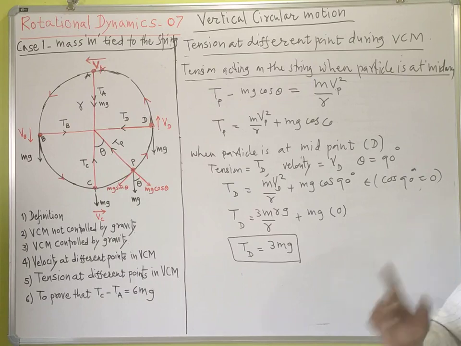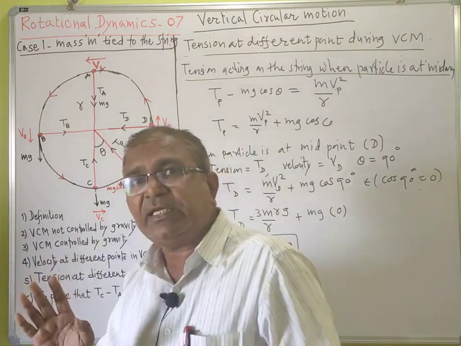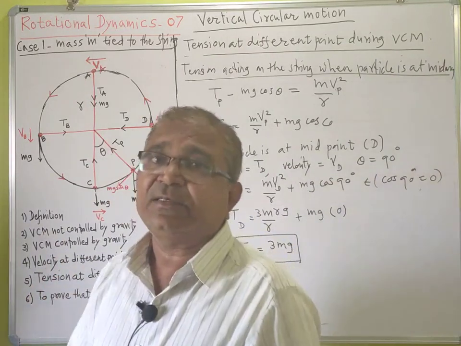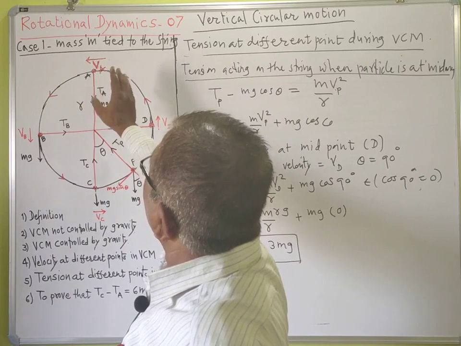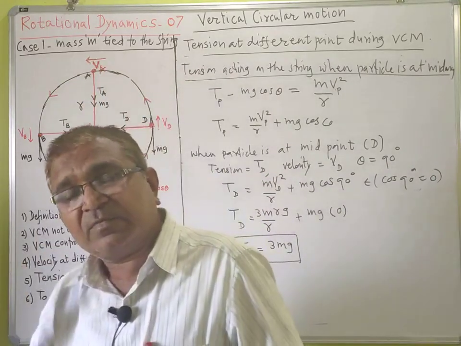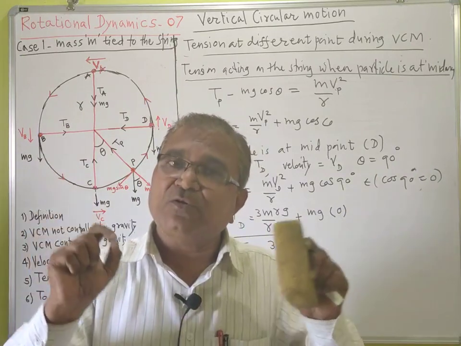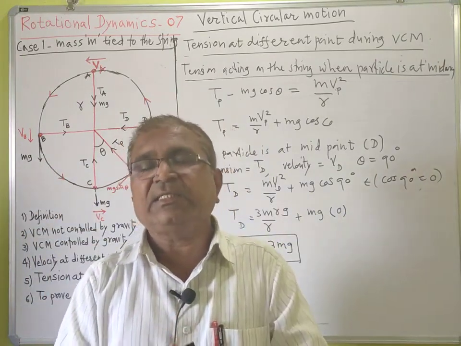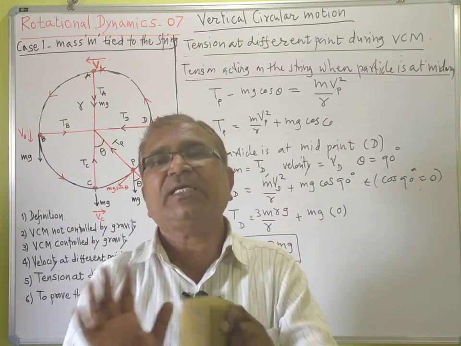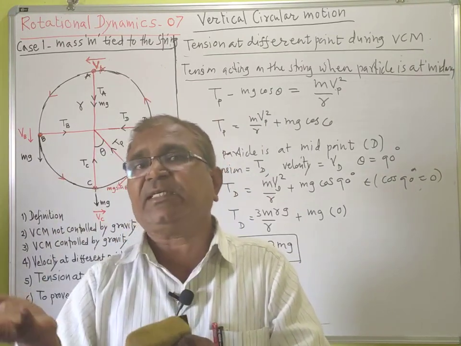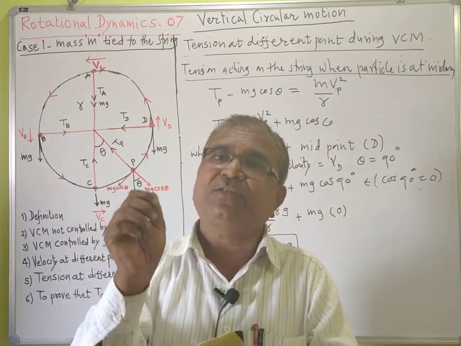So again we'll meet in the next lecture by taking case number 2. That case number 2 is mass m tied to the rod. All the things that we have learned today are for when the mass m is tied to the string during vertical circular motion. So in case number 2, we have to learn about mass m when it is tied to the rod.